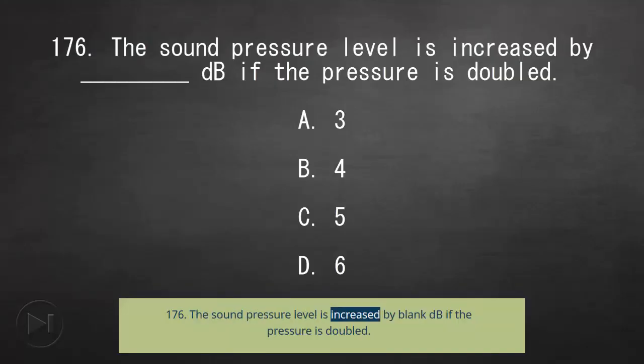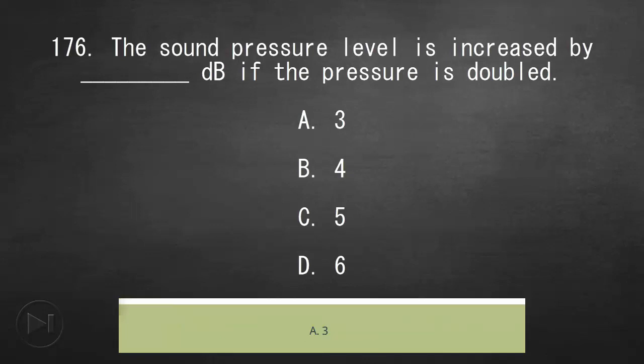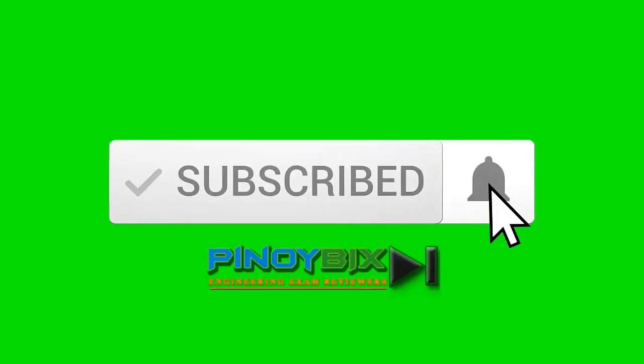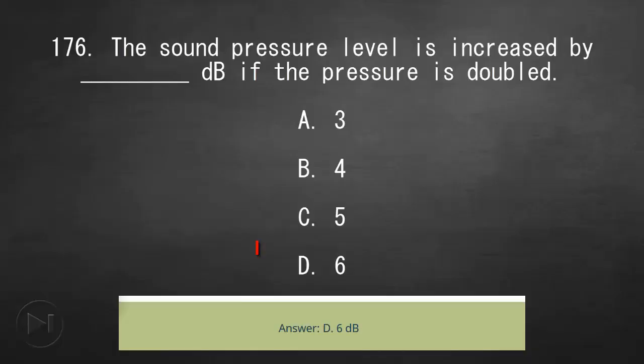176. The sound pressure level is increased by blank dB if the pressure is doubled. A. 3, B. 4, C. 5, D. 6. Answer, D. 6 dB.